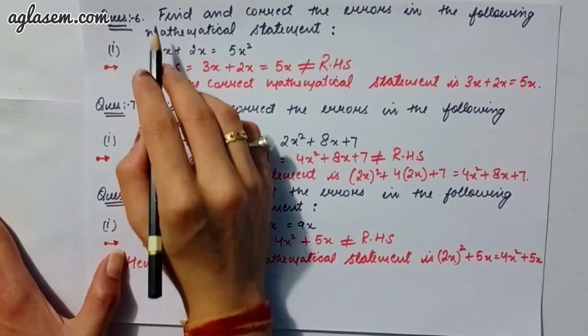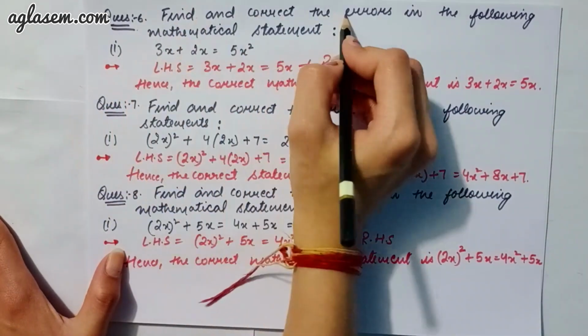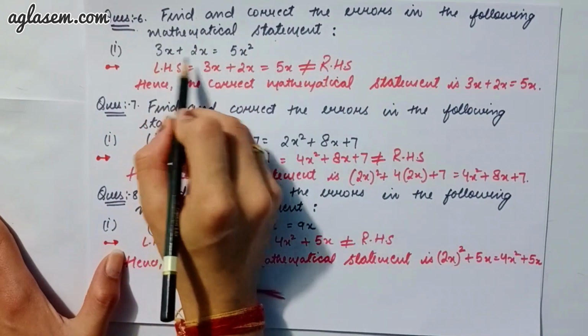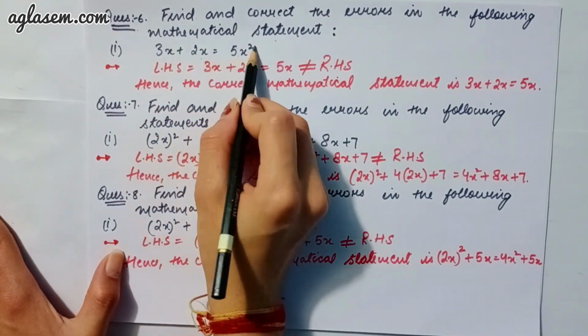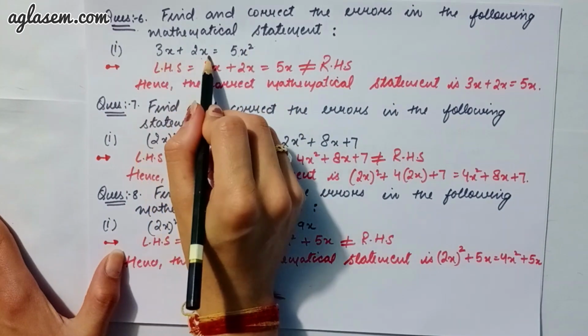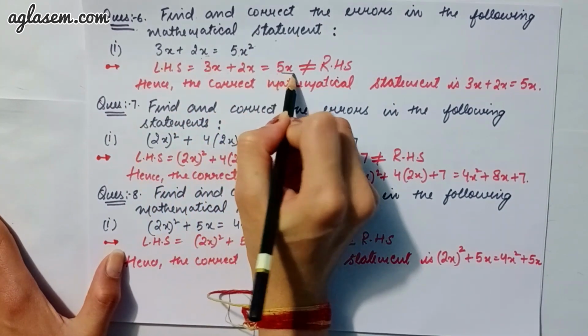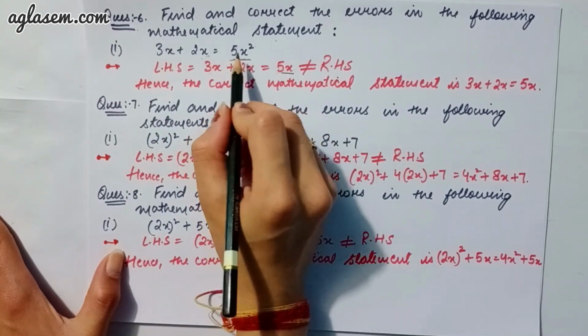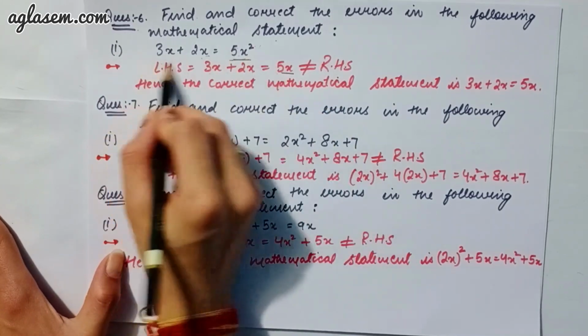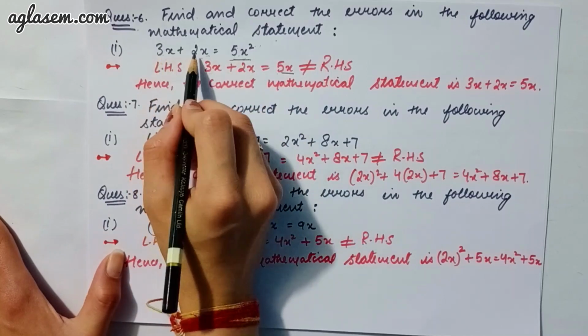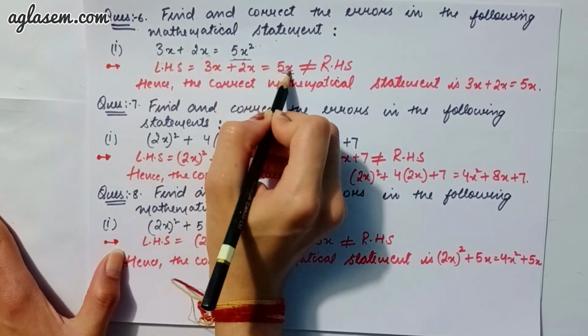Moving to our sixth question which says, find and correct the errors in the following mathematical statement. 3x plus 2x equals 5x square. So LHS we have to write first, that is 3x plus 2x which is equal to 5x. But here in right hand side it is given 5x square. It means LHS is not equal to RHS. So the correct statement is 3x plus 2x equals 5x.